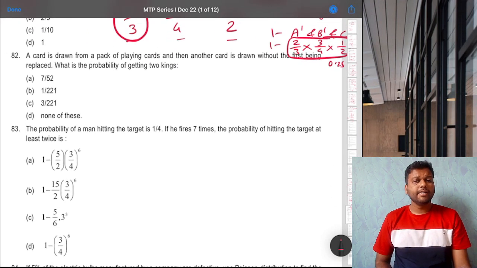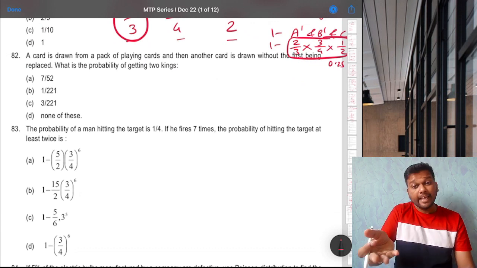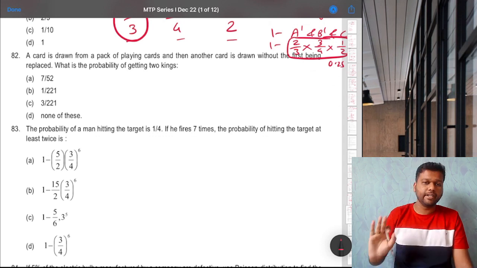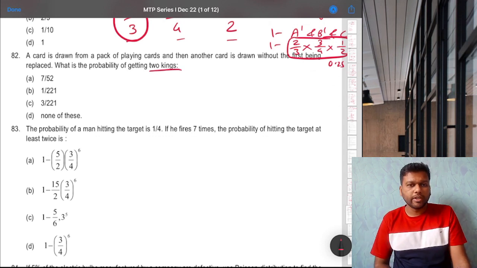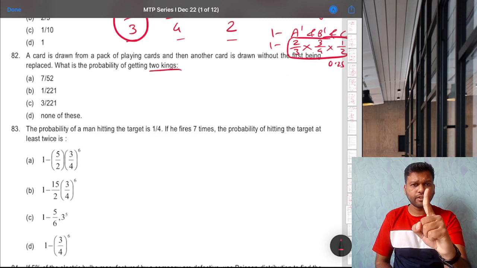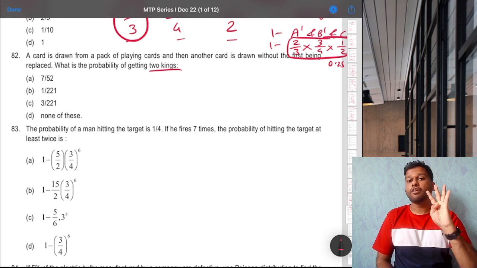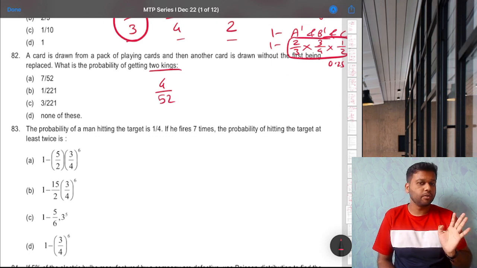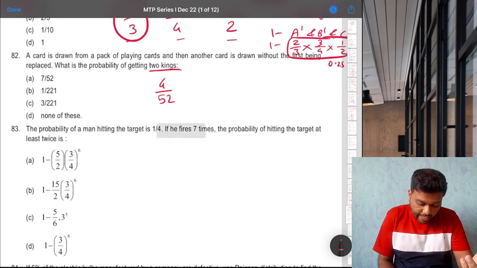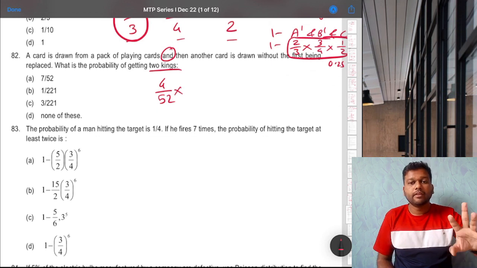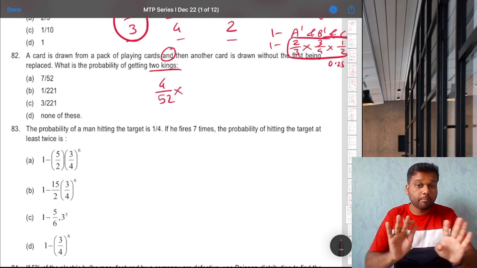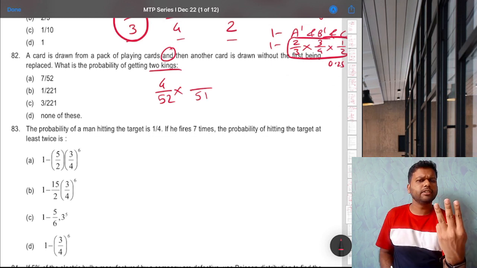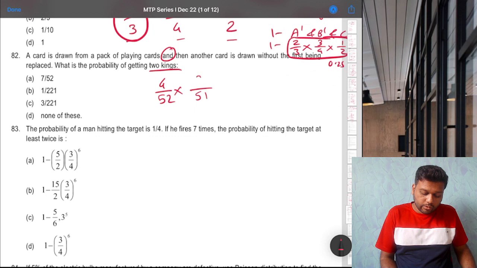82. A card is drawn from a pack of playing cards and then another card is drawn without the first being replaced. Okay, so there are two separate events, right? What is the probability of getting two kings? First, focus only on the first card. First card is what? There are 4 kings which can be selected out of 52 cards, right? So 4 by 52. And then, and is into, another card is drawn now without replacing the first card. That means now there are only 51 cards and now there are only 3 kings because we have already taken out 1 king, right? So only 3 kings.